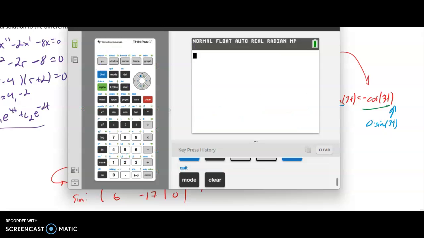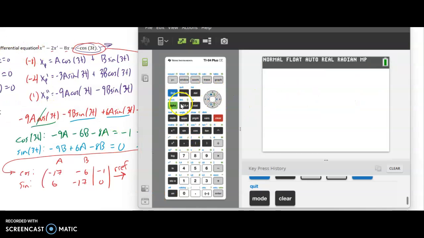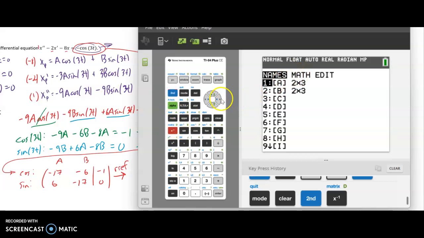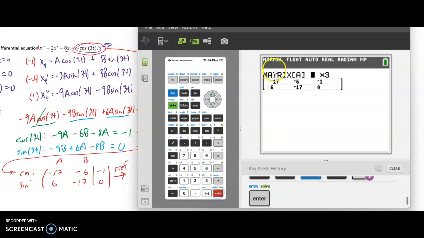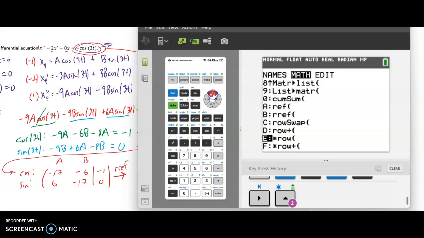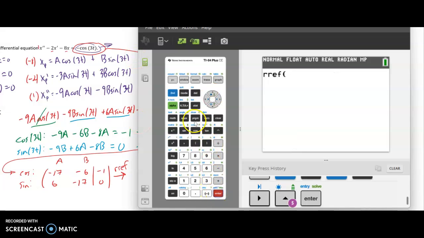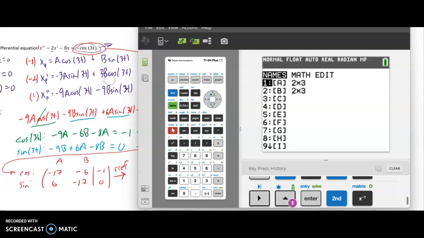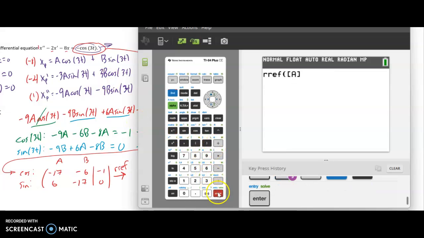So I'll demo that. So I pop over to here. If you take a look, well, hold on one moment. There, now we can see both. So I've already put this into my matrix. I just go second x inverse, takes me into the matrix menu. Go over to edit. There it is right there. -17, -6, -1, 6, -17, and 0. So I put that in. I quit. I go back into the matrix menu. Go over to math. I like to roll around the top to get to RREF, reduced row echelon form. And then I go back into the matrix menu, pull up matrix A, and hit enter.